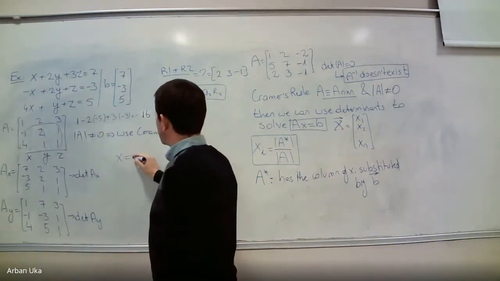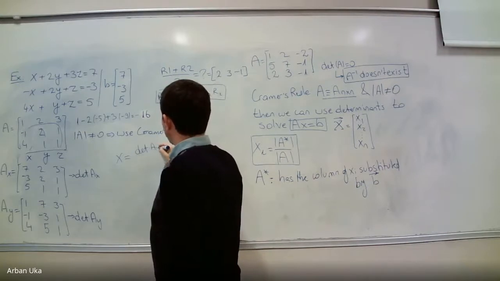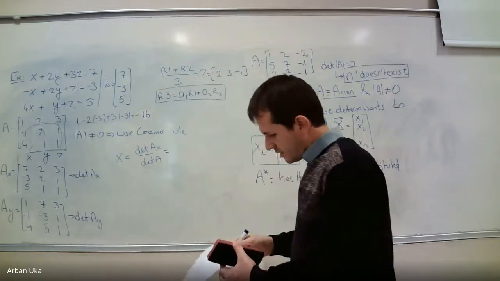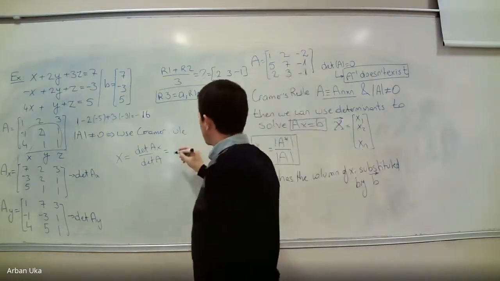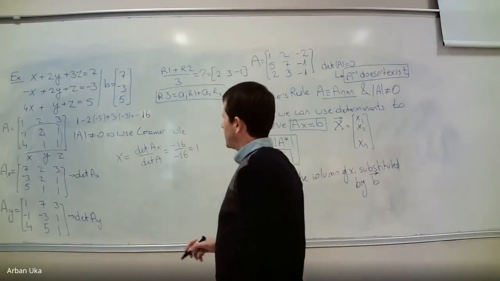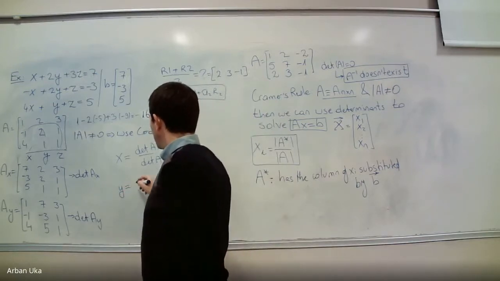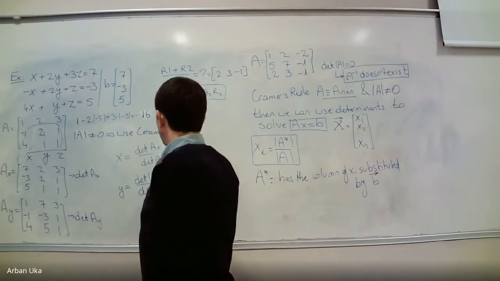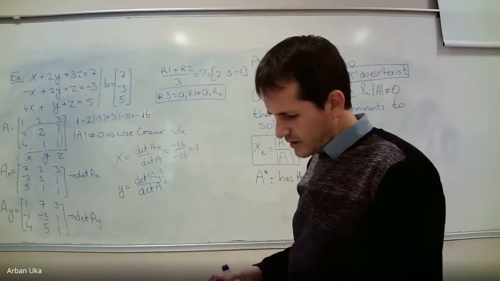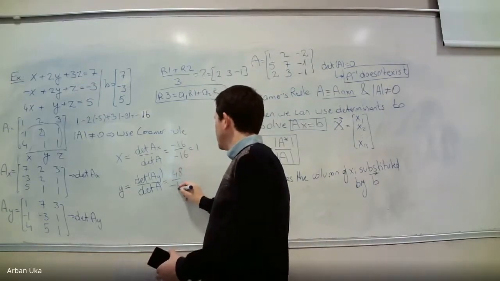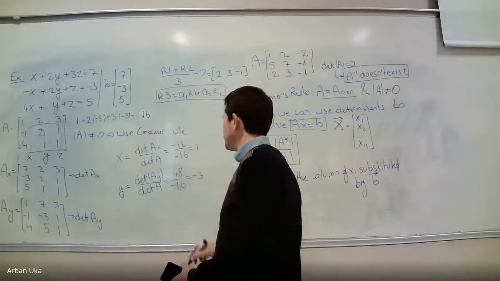that X itself is equal to the determinant of AX divided by the determinant of A, okay? And if we find the determinant of AX, this is minus 16 divided by minus 16, we get 1. And then the value of Y, which is an unknown value, is equal to the determinant of AY divided by the determinant of A. And in this case, if we calculate these values, we get something like 48 divided by minus 16, this would make it a minus 3.